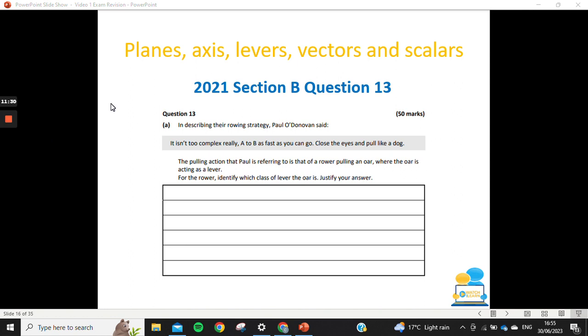Another question which is asking to identify a class of a lever. So for this question, they're asking a question where the oar is acting as a lever. So what they're looking for is, for the rower, identify which class of lever the oar is.